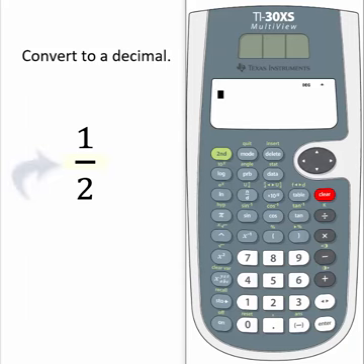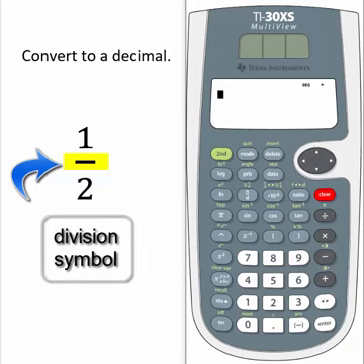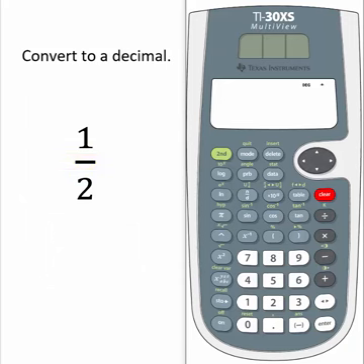The first method is to recognize that the line between the numerator of the fraction, which is the 1, and the denominator of the fraction, the 2, is actually a division symbol. The fraction 1/2 can be read as 1 divided by 2, so that means we can change the fraction 1/2 to a decimal using the division key on the calculator.